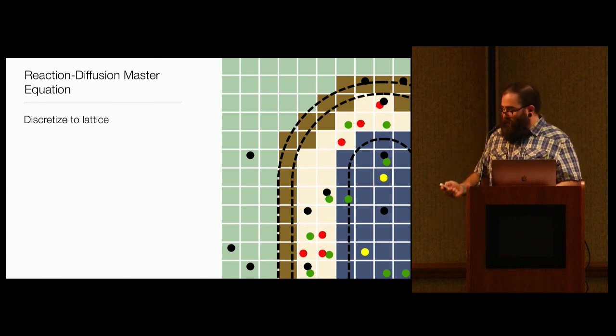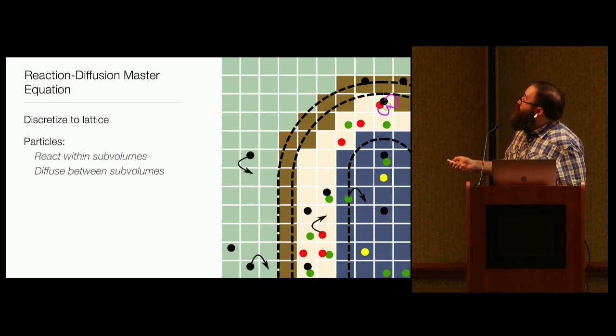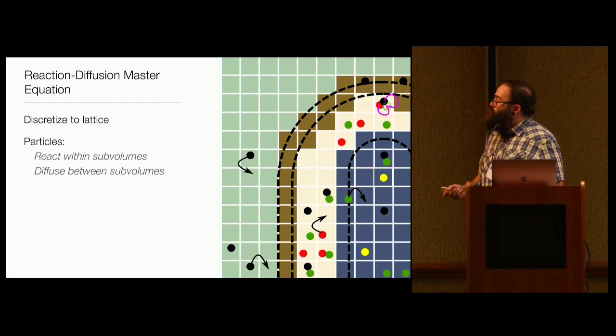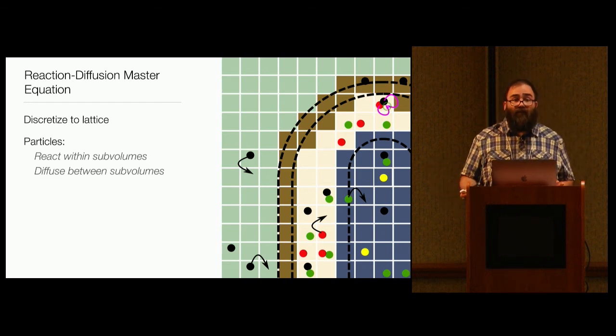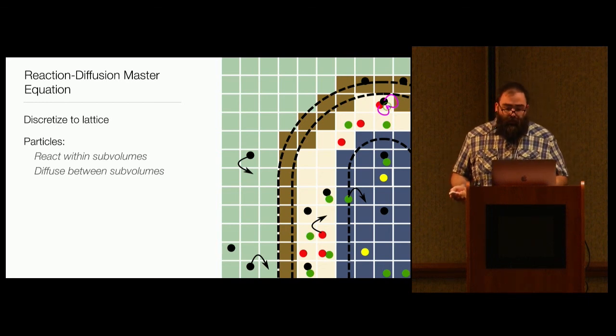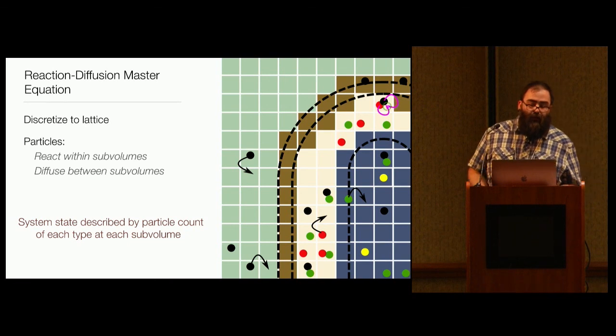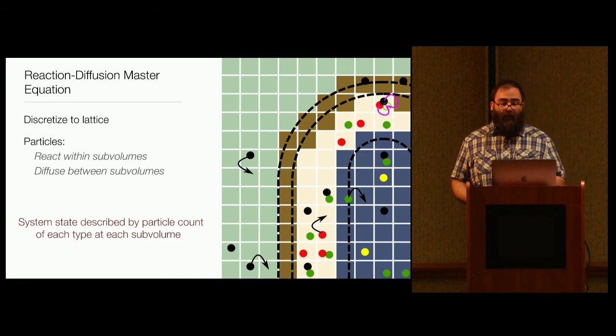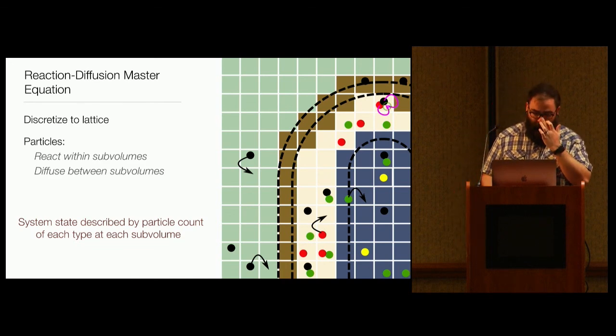So particles can then react with each other within subvolumes, or they can diffuse between subvolumes. And that's the extent of the dynamics in the RDME methodology. So the entire system state is described by the particle count at each subvolume. That's it. That's the entire system state.